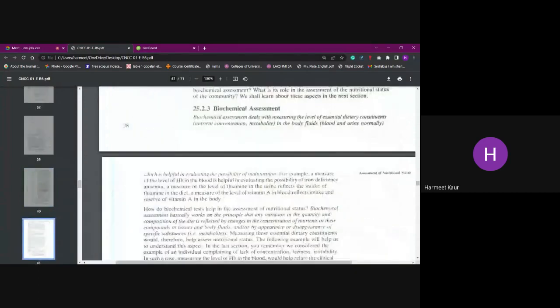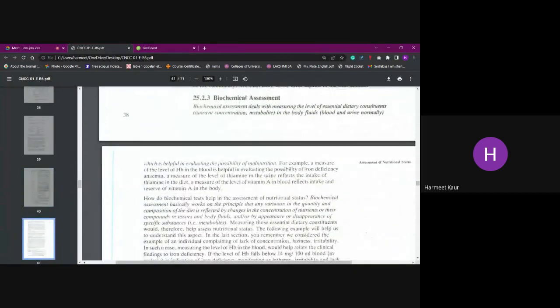Then when I talk about biochemical, that is B. So biochemical is what? Most of us would have had our hemoglobin levels tested. Or in day-to-day life, you must have looked into lipid profiles or cholesterol levels or maybe blood glucose levels. So whenever you are measuring the essential constituents or analyzing your body fluids, whether blood tests or urine samples, that is all related to biochemical assessment.